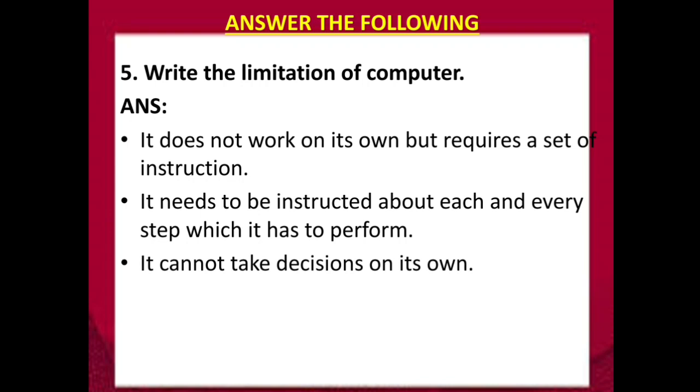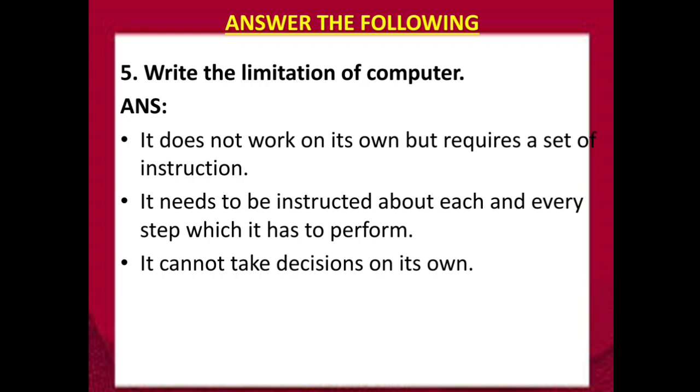The next one is it cannot take decisions on its own. See the limitations. The first one, it does not work on its own but requires a set of instructions. It needs to be instructed about each and every step which it has to perform. It cannot take decisions on its own.